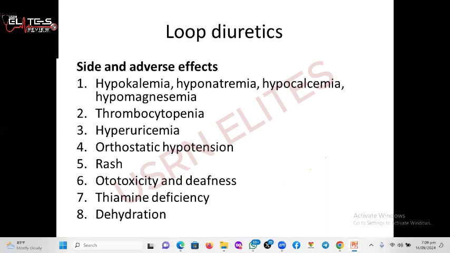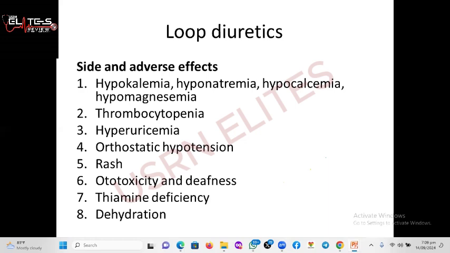Then we have the loop diuretics. So when it comes to the loop diuretics, example of them is furosemide, okay? And I think bumetanide is also another example of the loop diuretics. We know that this one will act much more on the kidneys, promotes what we call excretion of fluid, and then it will help reduce the blood pressure.